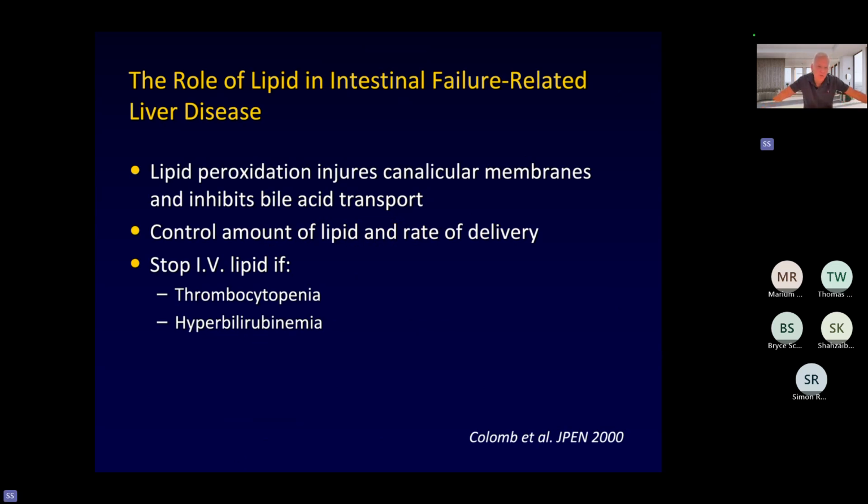We now know, of course, that lipid plays an essential role in the development of intestinal failure-related liver disease. Lipid peroxidation injures canalicular membranes and inhibits bile acid transport. So we want to control the amount of lipid and the rate of delivery. Certainly, patients who develop hyperbilirubinemia or thrombocytopenia, that's an indication, if not for stopping lipid, to significantly reducing it.